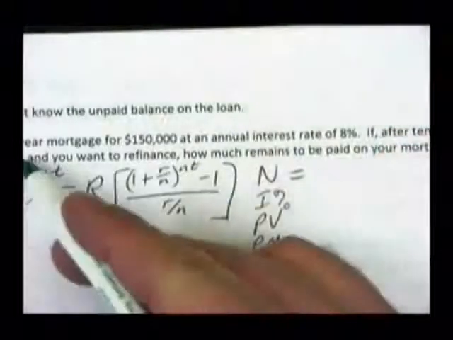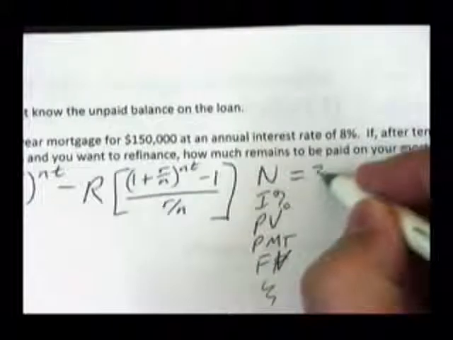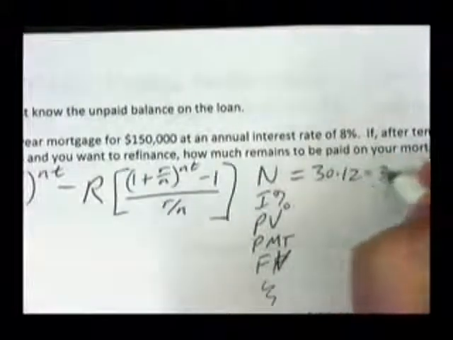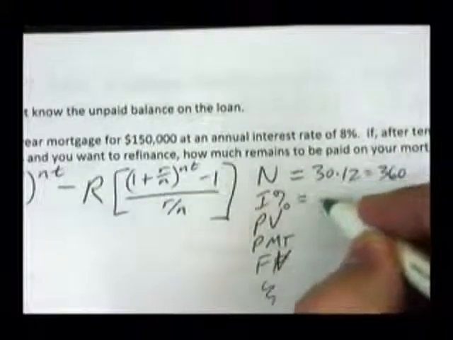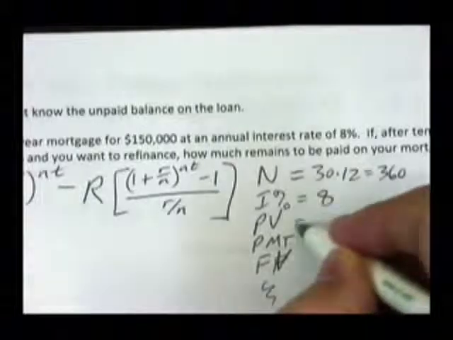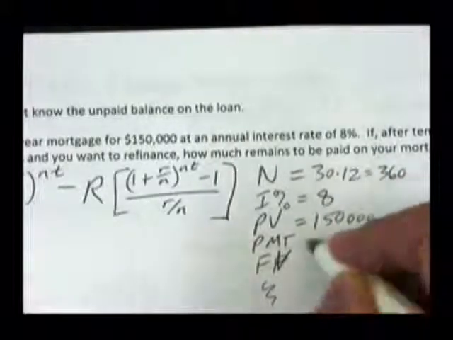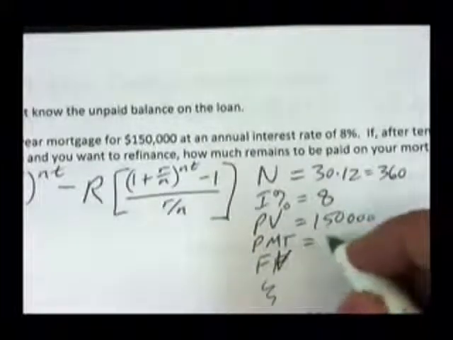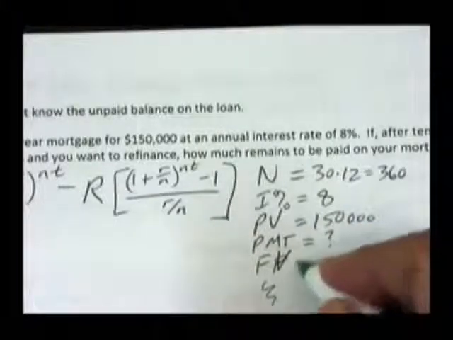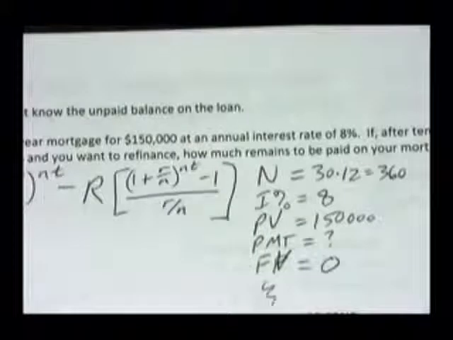I'd start out by saying I've got a 30-year mortgage, so 30 times 12, which is 360. My interest rate is 8%. My present value is I owe $150,000. My payments are what I don't know, and my future value I want to get down to 0.